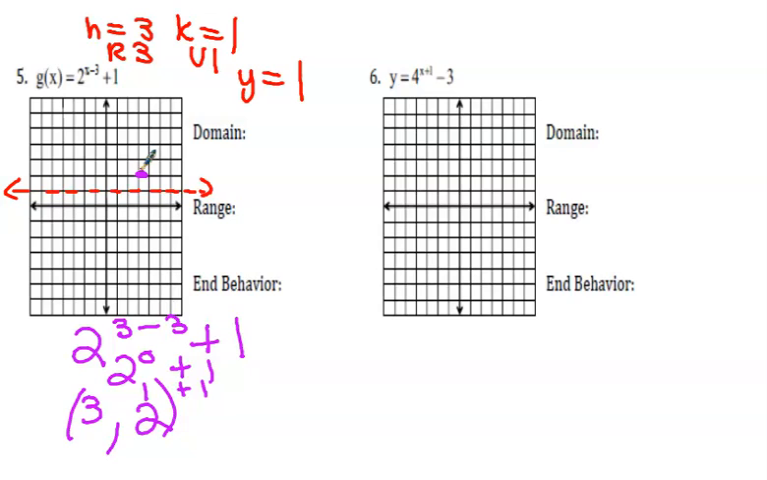Right, because that plus 1 is kind of that barrier. All right, and then you again can plug in another point. So it shifted over 3. So instead of plugging in 0, I plugged in 3. Now let's plug in 4.